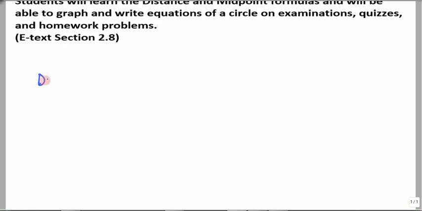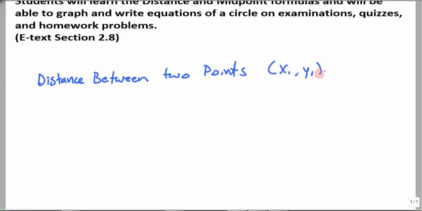And the first one is the distance between 2 points. Now when we're talking about the distance between 2 points, we're usually referring to some ordered pairs, let's say like (x1, y1) and (x2, y2). And of course we know that these could be positive or negative numbers, they could have fractions or radicals involved.